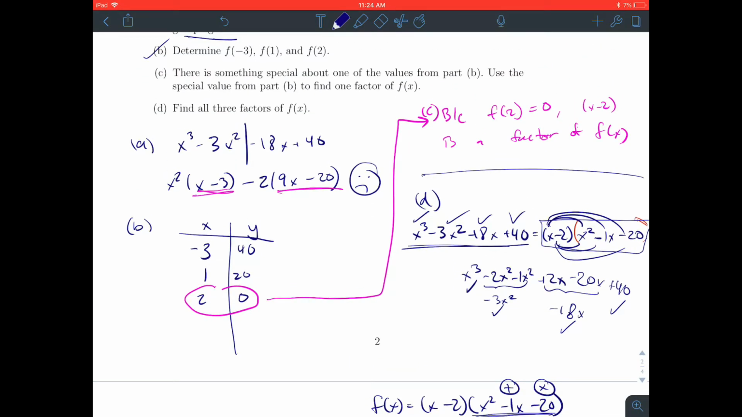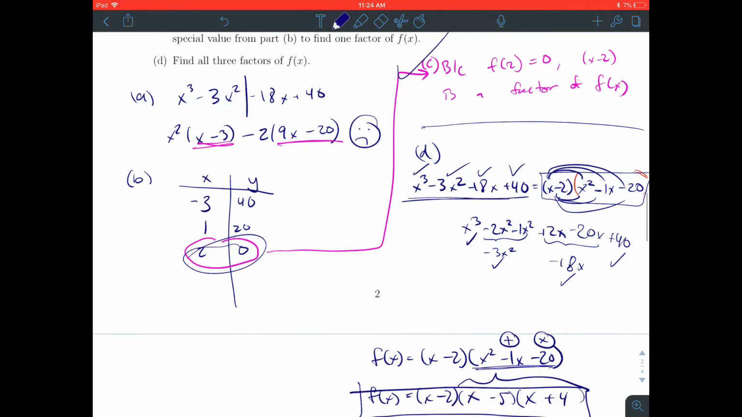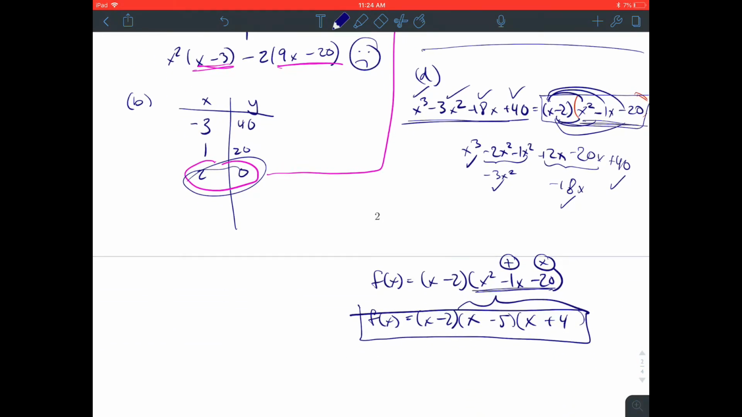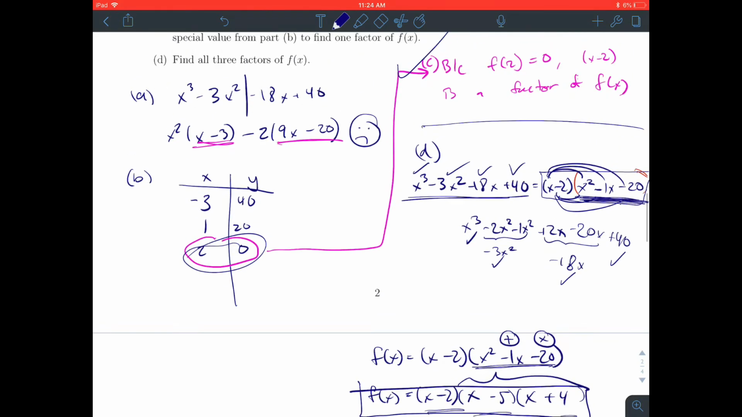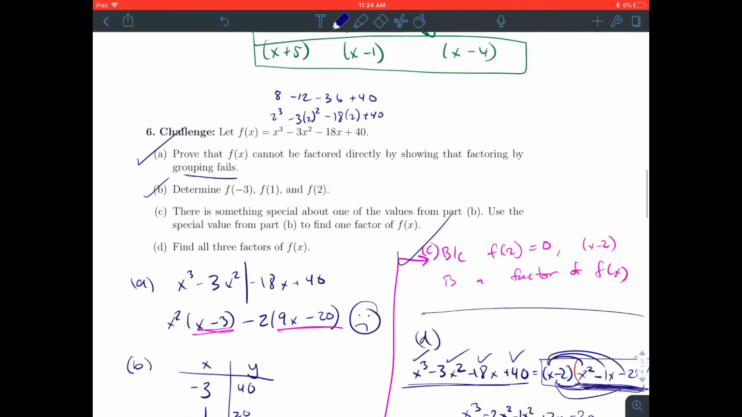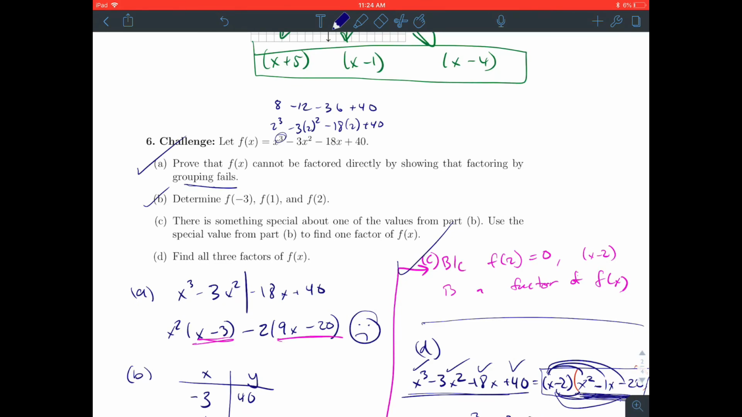So the design here was: grouping fails. Since grouping fails, plug in a bunch of random values. If one of those values gives a 0, then that is a factor. Once we know one factor, we're able to construct the other factor using this polynomial division, fill in the blanks in the distribution idea that we've been using the last 5 classes. And once we get that fill in the blank, if we can use sum and product on that or another factoring method that we know, we just factor it, and that will leave us with our 1, 2, 3 factors. And a nice check here is we expect 3 factors because our original function was a cubic function, which should have 3 solutions for x.